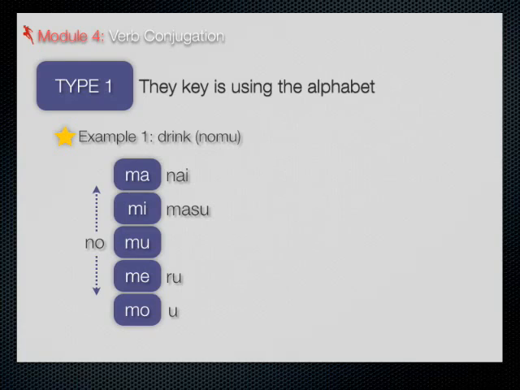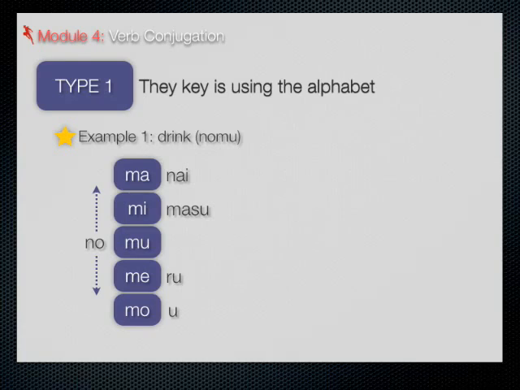For example, nomu, the dictionary form, can change to nomimasu, which is the formal form. You go all the way up to the top. Nomanai is the negative form. Nomeru is the capability form, I can drink. And nomou, which is let's drink.